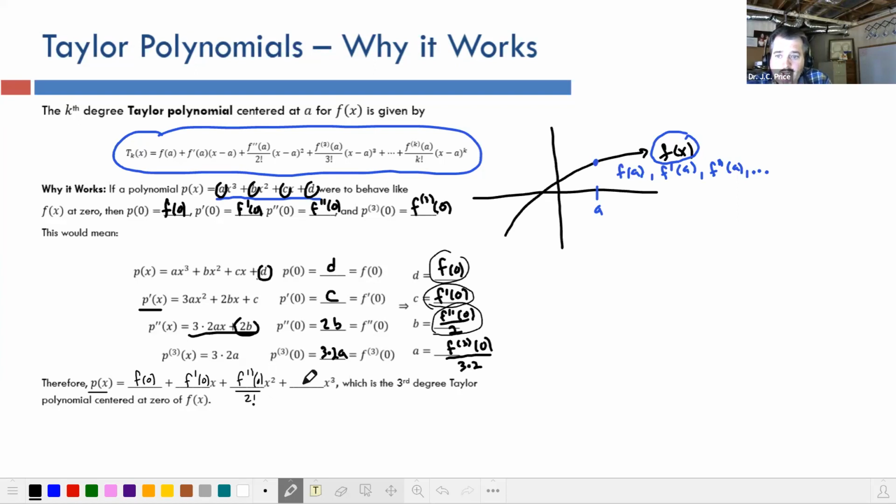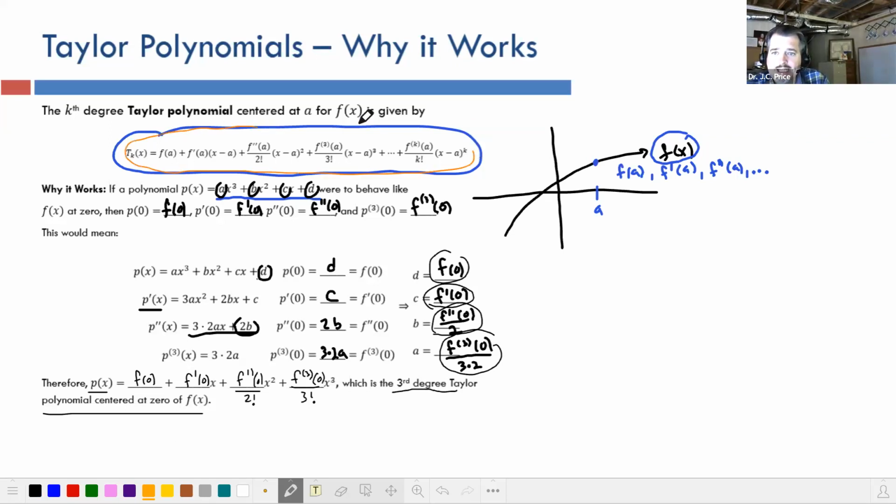And then guess what our A is? Well, our A is just this, and we got 3 times 2 is 3 factorial. So this is the third derivative of f evaluated at 0 divided by 3 factorial, which is just the third degree Taylor polynomial centered at 0 of f of x. So that's where this formula up here basically comes from.